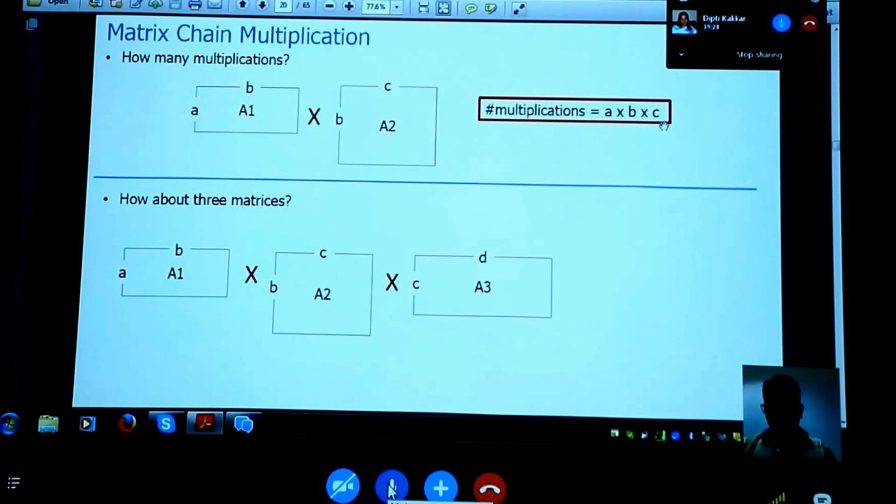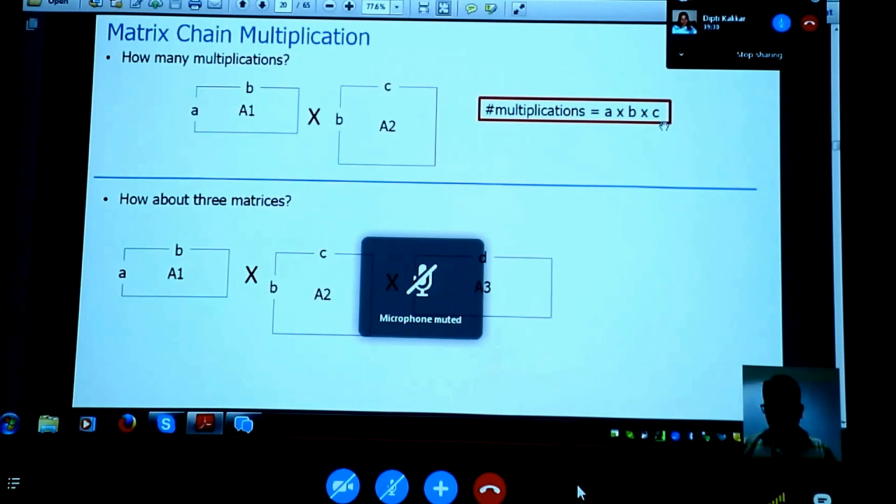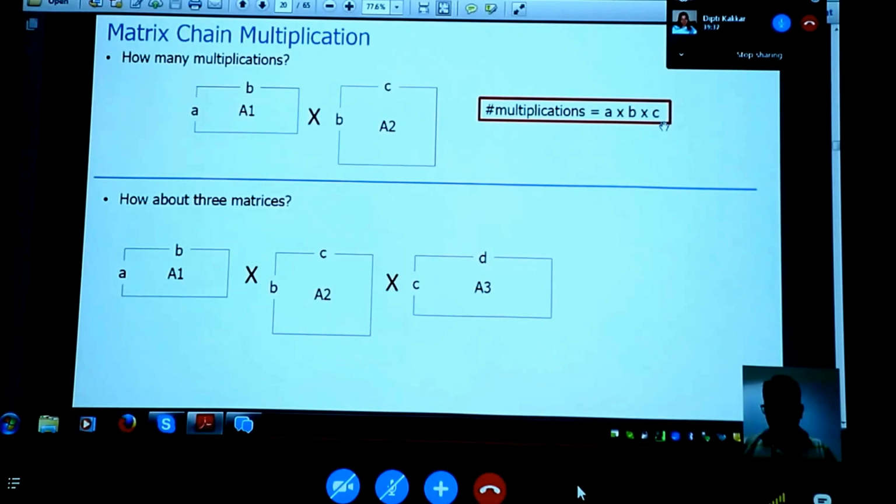Now, let's see how to do this. What about three matrices? We have A1, A2, A3 that we want to multiply together. Now, how many multiplications? These three matrices have sizes, let's say, A cross B, B cross C, and then C cross D. They have to match up for the matrix multiplication to be legal, so the C and C have to match up. So these are the three matrices. Now how about it?